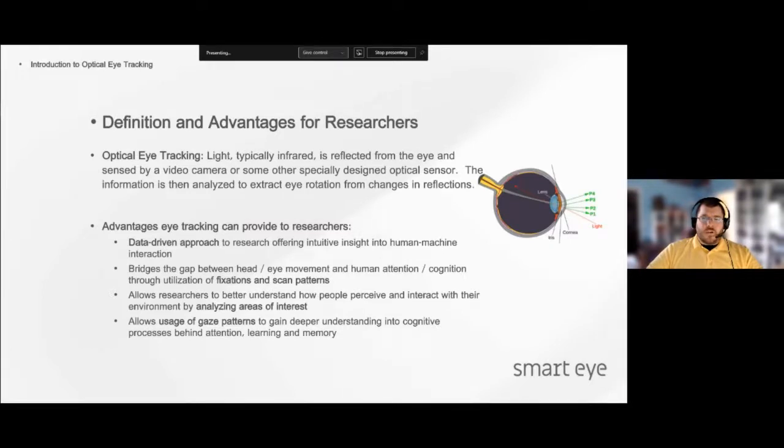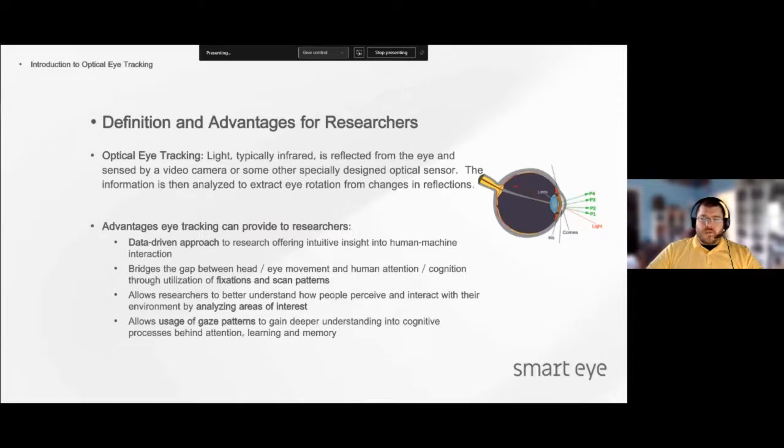And there are some advantages to this, 4 major advantages. First, rather than simple observation of where someone is looking, which is rather subjective in nature, an optical eye tracker supplies objective data, which offers intuitive insight into human-to-human and or human-to-machine interaction. Second, by paying attention to where a subject fixates, as well as their gaze patterns, we can draw comparisons between the direction of the head and eyes for the purpose of understanding where the subject is directing their attention. And this may possibly offer insight into their cognition as well.